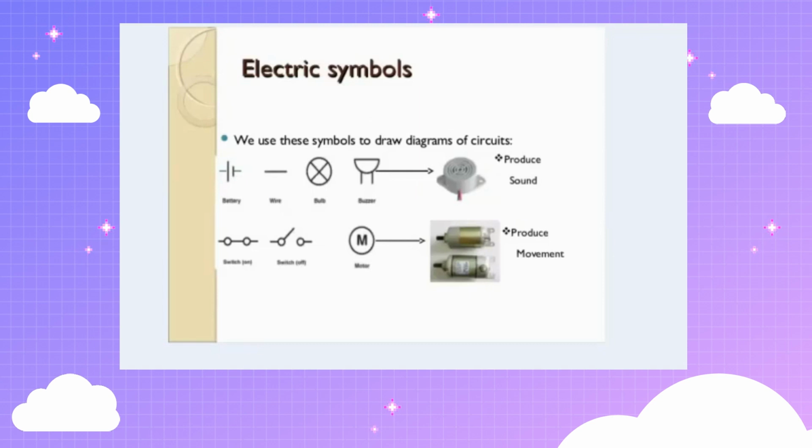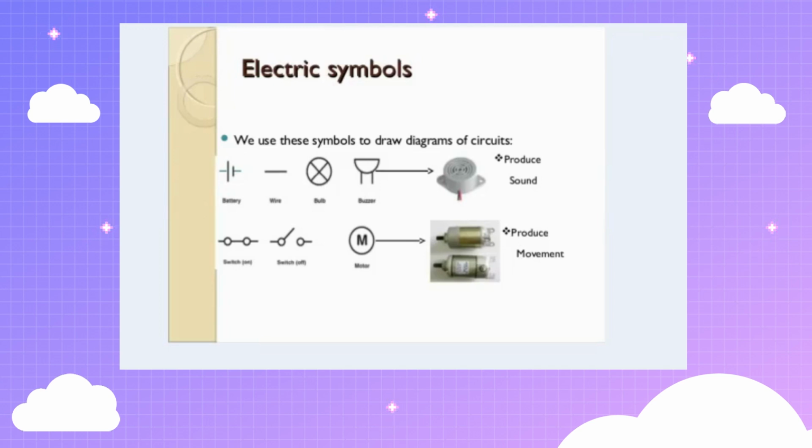Now, electric symbols are used to identify the circuit. We use these symbols to draw diagrams of circuits, and they are also used for identifying. In the first picture there is a battery sign. The battery sign is one long line and one short line, and you can also put a plus and a minus sign in it. It's your choice. Then you see the wire. The wire is a really simple sign. A wire only has a line.